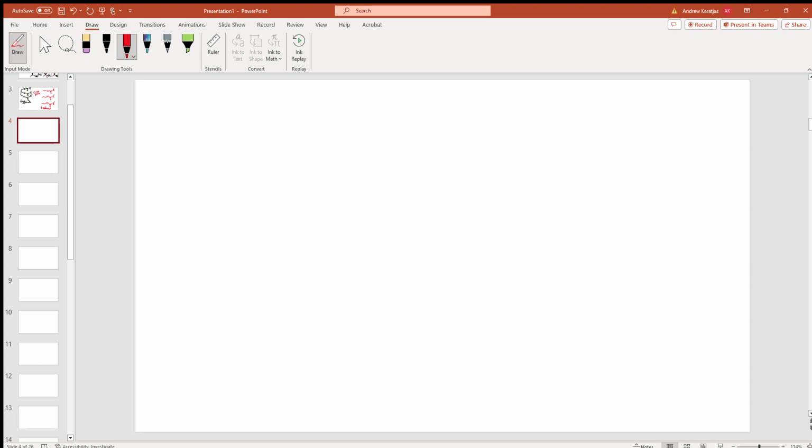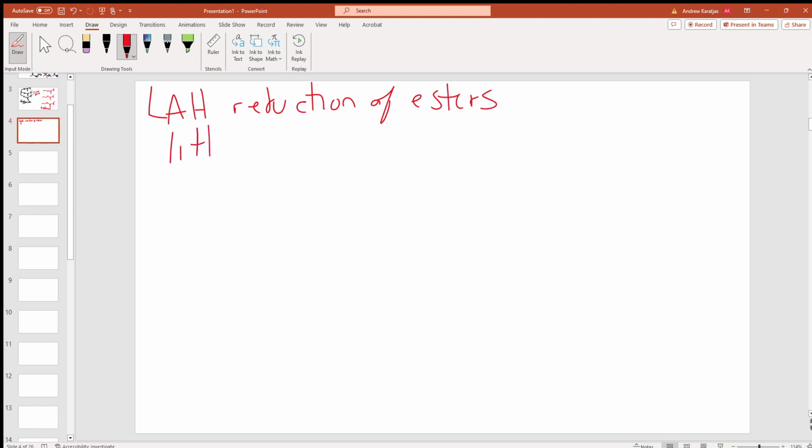So one of the ways that we can reduce esters is with an LAH reduction. LAH, or lithium aluminum hydride, is a strong reductant of esters and will reduce pretty much any carbonyl. Now, when it comes to esters, we generally have to use LAH.